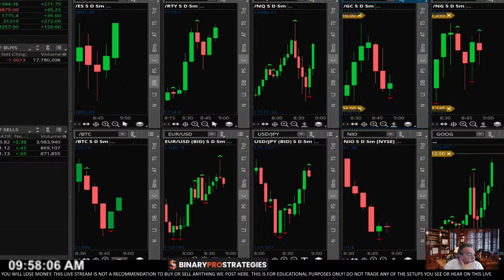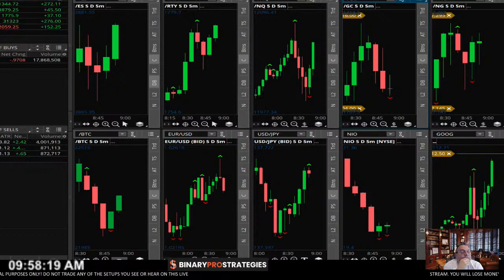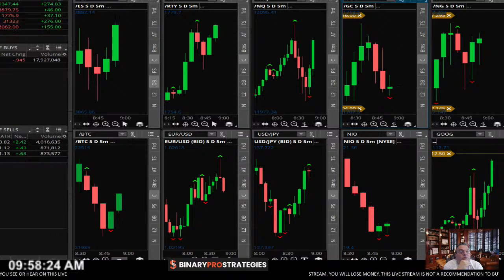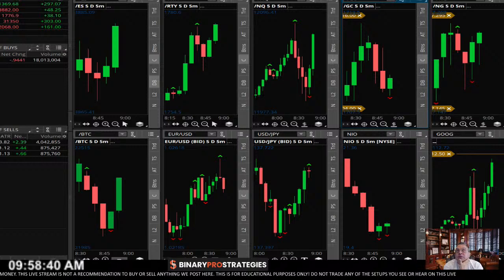Don't see anything yet on the currencies. Possible buy coming up on the US yen here in about 2 minutes at the top of the hour.